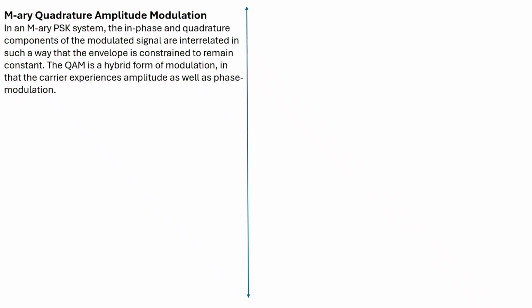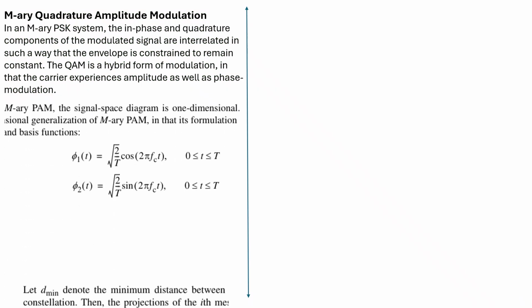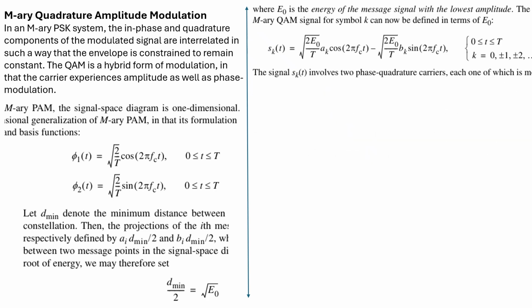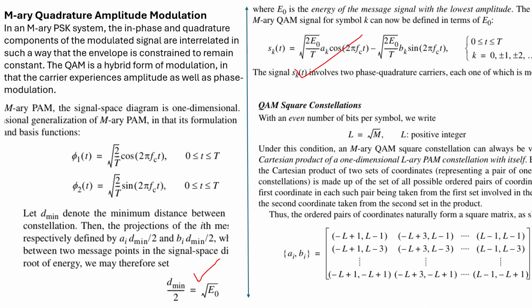Then for QAM, that is quadrature amplitude modulation, here we are going to vary both the phase and the amplitude. So the distance again you have to find out, and then the messages you can find, right? So the phase we are changing. After finding the messages, you can have the constellation for the different signals that we are going to use; for 16-QAM there will be 16 messages.